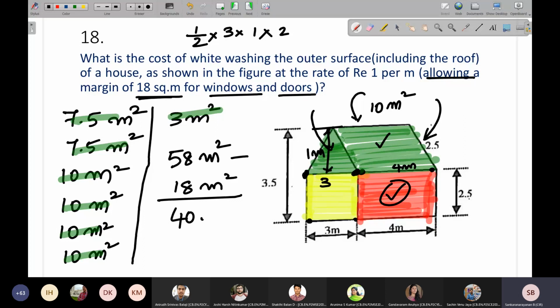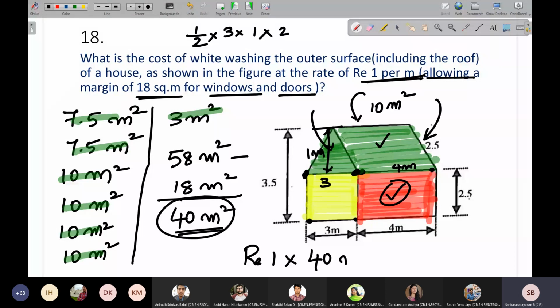Correct? Now, the cost per meter square is 1 rupee. Like that, you have to focus on 40 meter square. So can you tell me what will be the total cost? It is rupee 1 per square meter, and you are focusing on 40 meter square area. So can you tell me what will be the total cost now? That corresponds to rupees 40. And that is the answer for our question here. All right. Now let us focus on the next question.